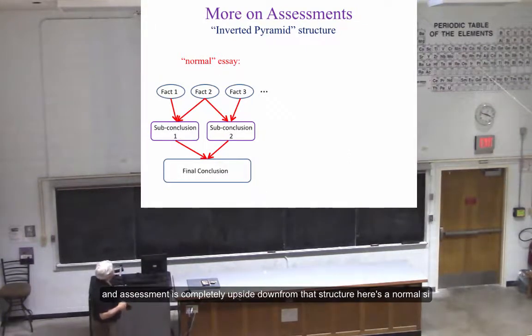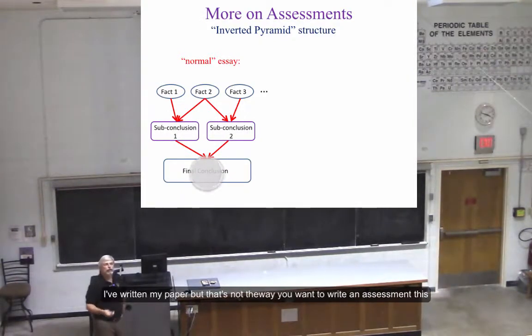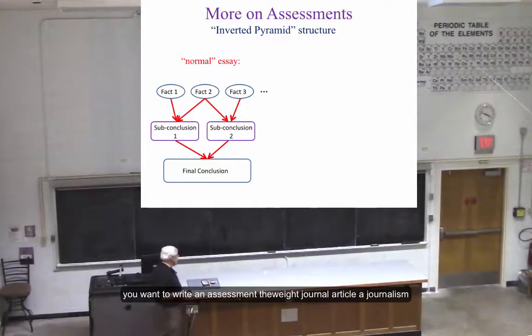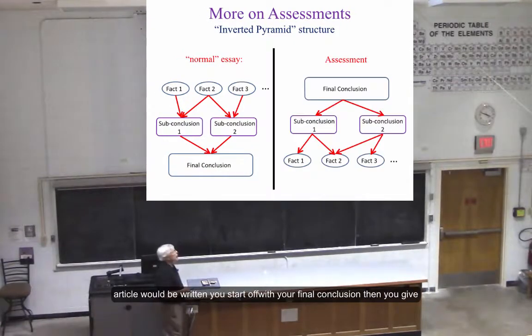Here's a normal essay. You take some facts, you put them together, you get some conclusions, you take those conclusions, you put them together, you get your final conclusion. Ta-da, I've written my paper. But that's not the way you want to write an assessment. This is the way you write most essays, but not an assessment. You want to write an assessment the way a journalism article would be written.